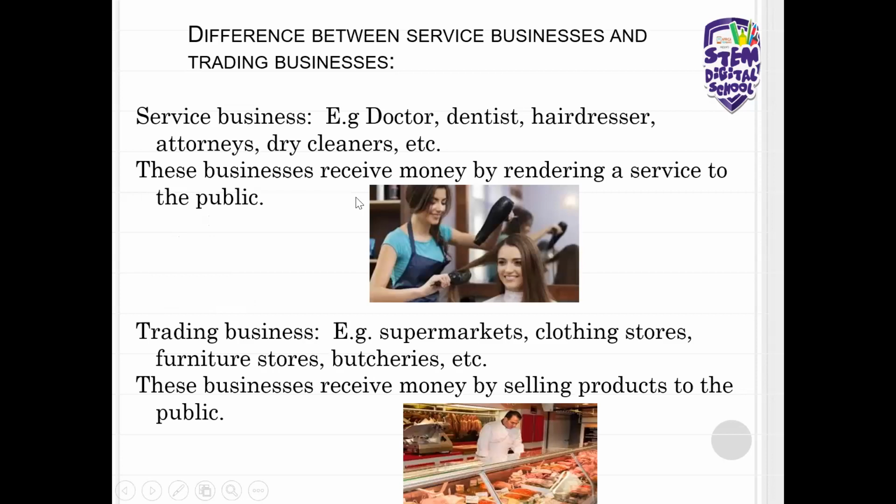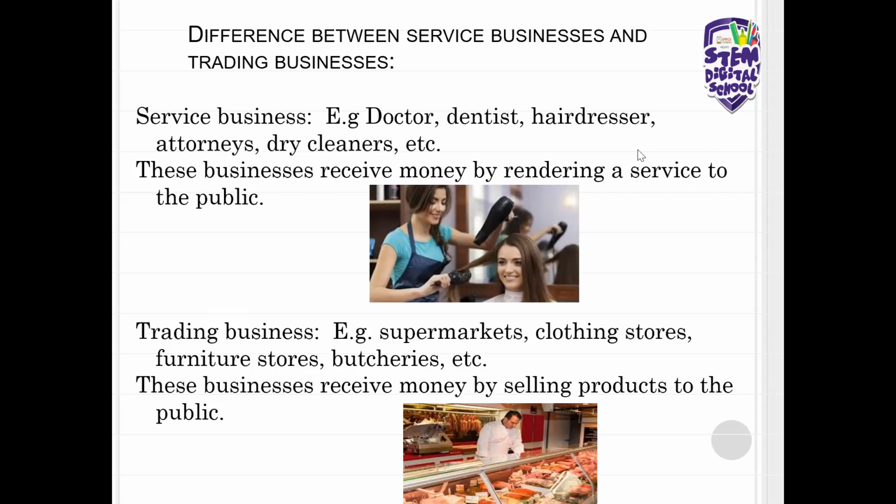Right, now we're getting to the next part. We're going to look at what is the difference between a service business and a trading business. Remember, our other word for business is enterprise. If it is a service business, then you will see I've given some examples and a description. These businesses receive money by rendering a service to the public. So a service business is about rendering a service. For example, a doctor, a dentist, a hairdresser, attorneys, dry cleaners, etc.